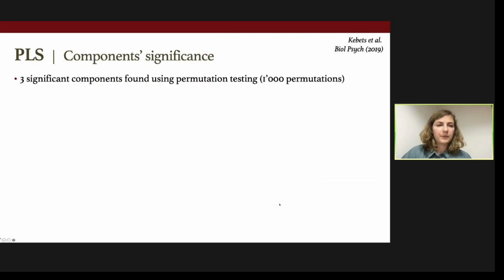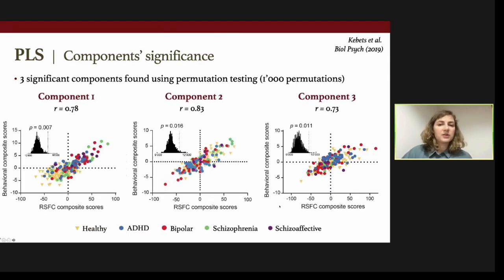Using permutation testing, we found 3 significant components. And these plots show the correlation between the latent variables, and each dot represents a different subject on each of these significant components. And you can see the null distribution of the singular values obtained with permutation testing on the top left side of each scatter plot, along with the p-value obtained for each component. And I'm going to go into the first component in more details.